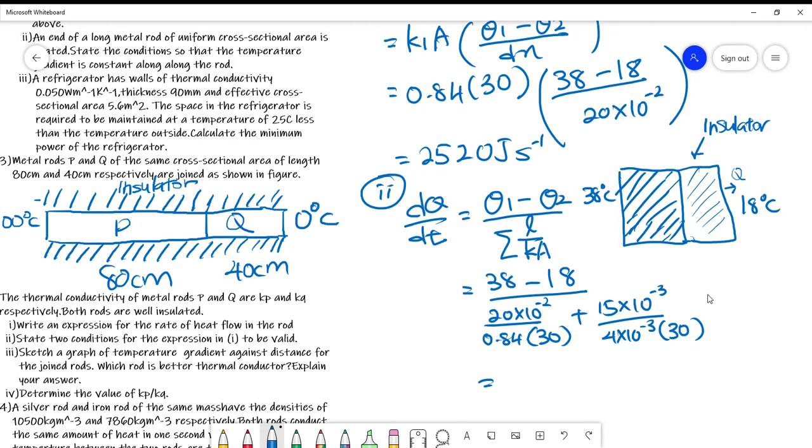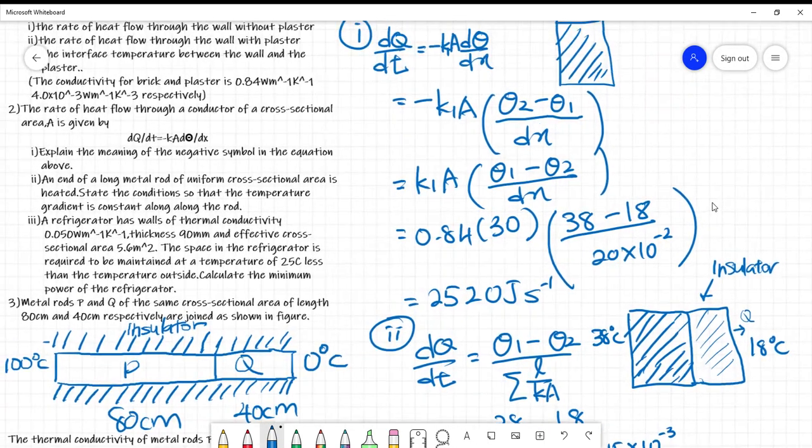So basically the rate of heat flow for both the bricks and the plaster is 150.45 joules per second. So this is how we calculate the rate of heat flow for two different materials. Alright, so let's just move on to the next question.